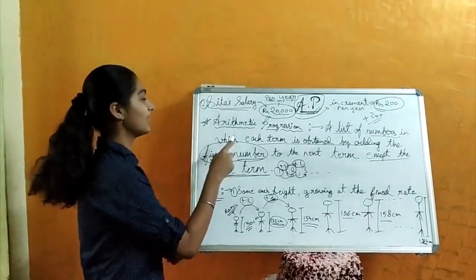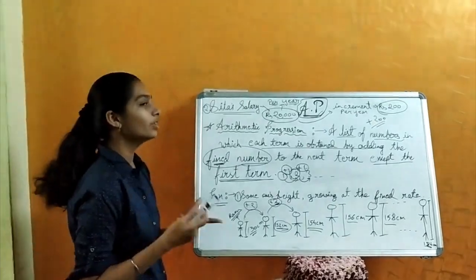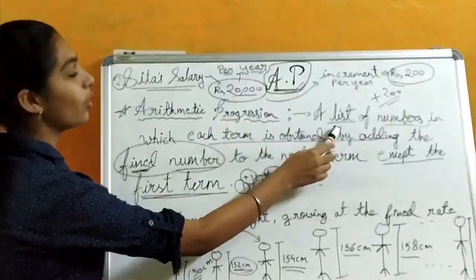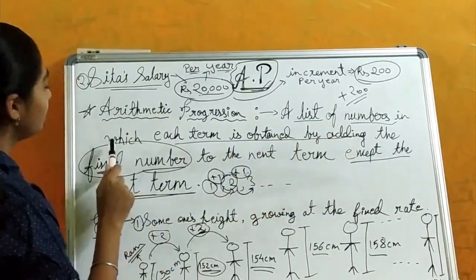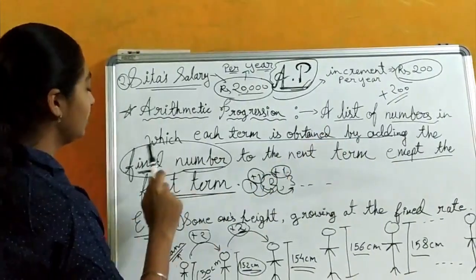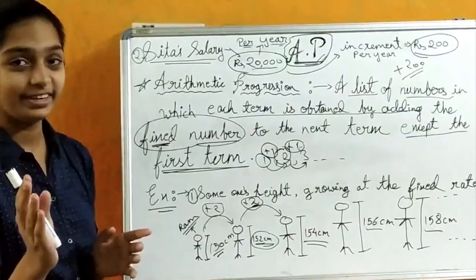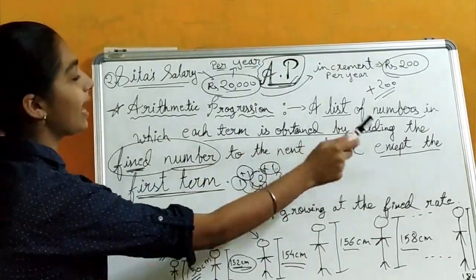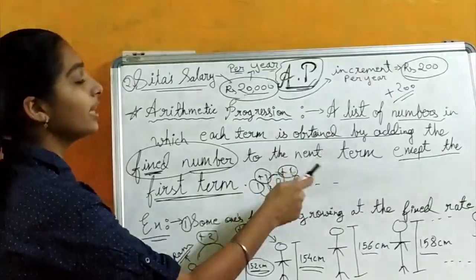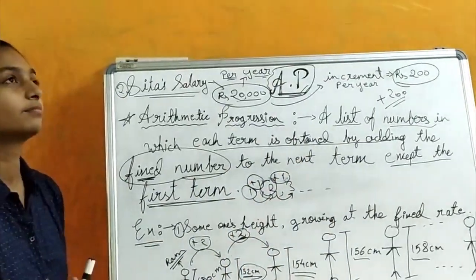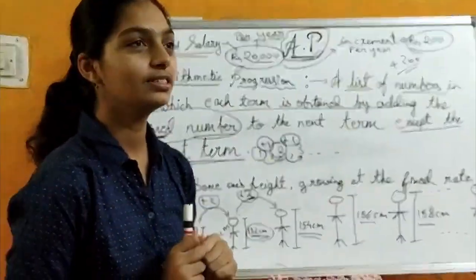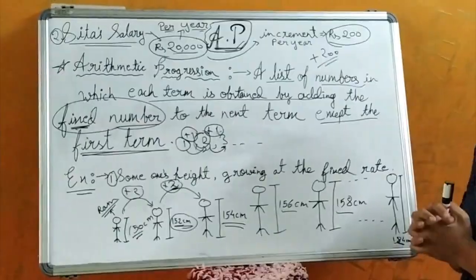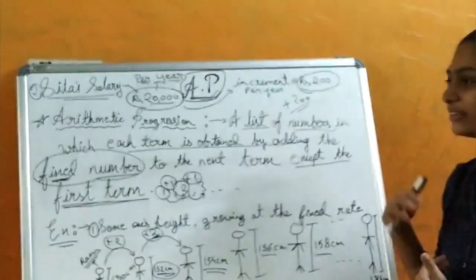Now AP means arithmetic progression. Now what does this arithmetic progression mean? Arithmetic progression means a list of numbers in which each term is obtained by adding the fixed number. Guys, listen to it very carefully. A list of numbers in which each term is obtained by adding the fixed number to the previous number except the first term. Now, what does this list of numbers, first term, and fixed number all mean? Wait guys, I am here to explain.